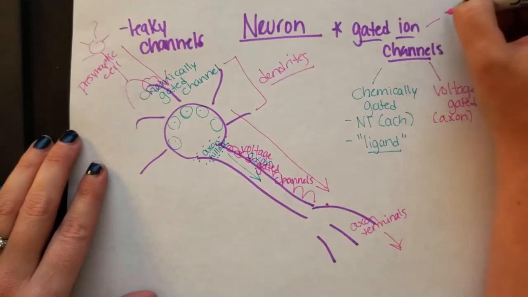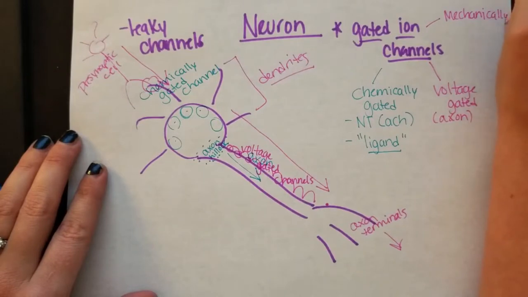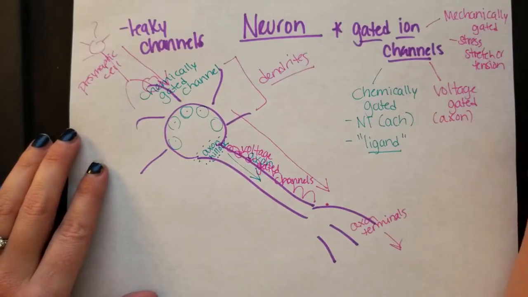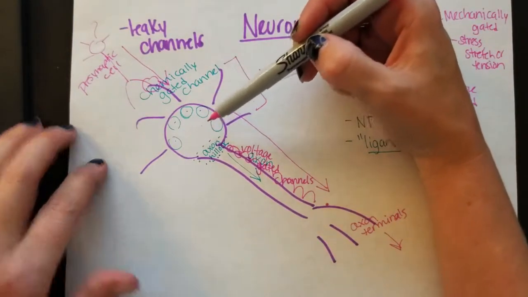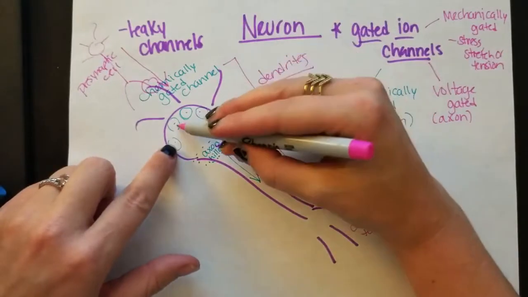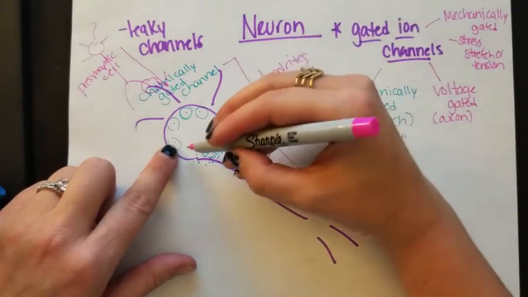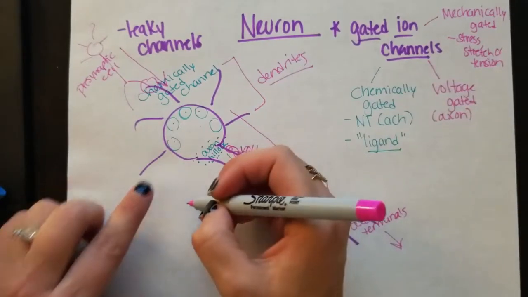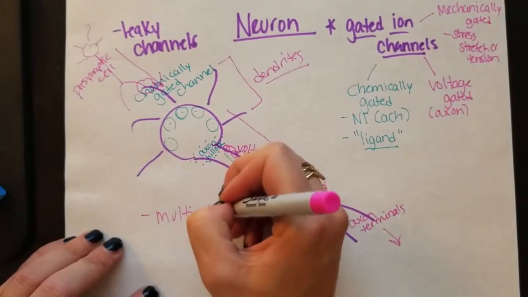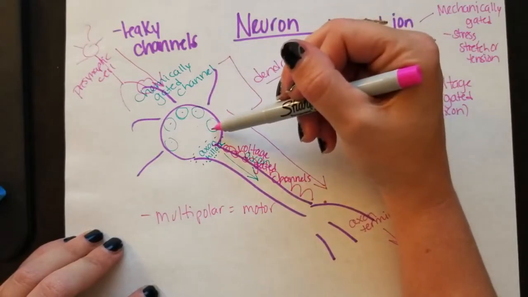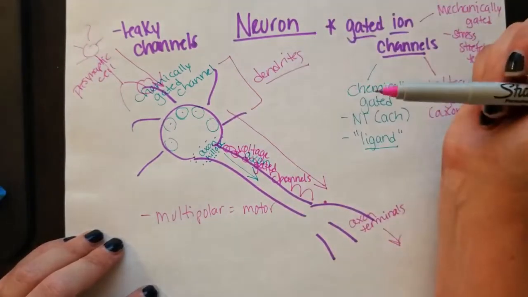The third type of gated ion channel is a mechanically gated channel. So mechanically gated simply means that it's going to open in response to some type of stress, stretch, or tension. So in other words, if we were to maybe press on this cell, like a touch receptor, or if we were to squeeze or twist that neuron in some way, that would open up these mechanically gated channels. Mechanically gated channels tend to be on the cell body of a neuron. Since this is a multipolar neuron, and multipolar neurons are usually motor neurons, this would not be a mechanically gated cell body because mechanically gated is generally associated with sensory neurons. So I hope that makes a little sense.